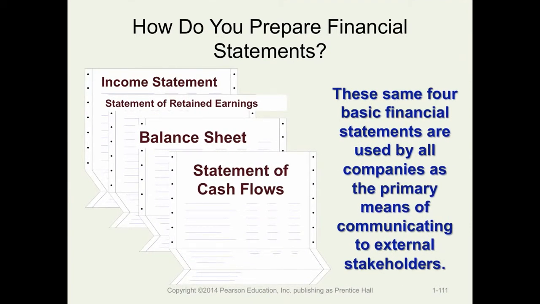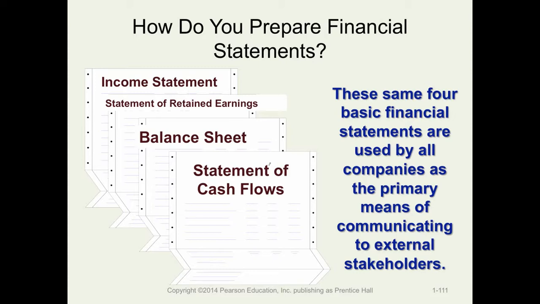The four basic financial statements are primarily used by all companies, and these are the statements that represent the primary means of communicating financial information to external stakeholders. External stakeholders include stockholders, potential investors, the government, creditors, labor unions, insurance companies, the wide spectrum of user groups that we discussed earlier in this chapter.